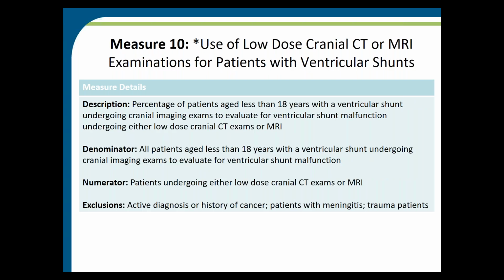And the next 2 measures are about the use of low-dose CT for certain types of imaging and screening. So this one is for patients aged 18 or younger with a ventricular shunt undergoing cranial imaging to evaluate for shunt malfunction. The denominator is patients that are undergoing imaging for ventricular shunt malfunction, and then the numerator is patients who were given low-dose cranial CT or MRI. So this is about reducing radiation exposure for patients undergoing imaging.